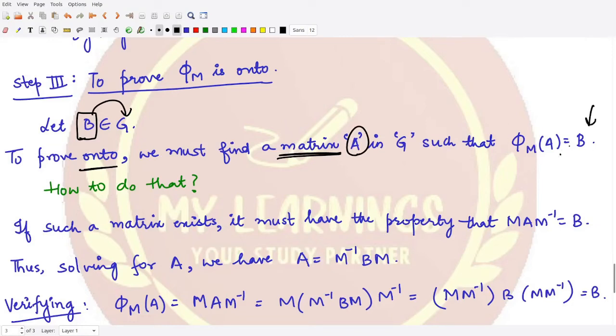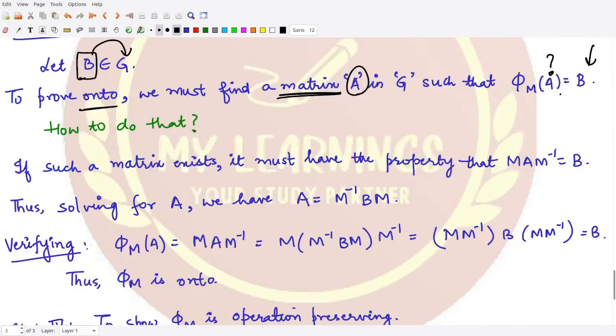Now this B is given to us, we need to find what this A is, right? And are we able to find this A for every B? So let's do that and see how this is performed. So suppose that this matrix A exists, right? If it exists, then it should have this property that by definition phi M of A would give us M A M inverse is equal to B.